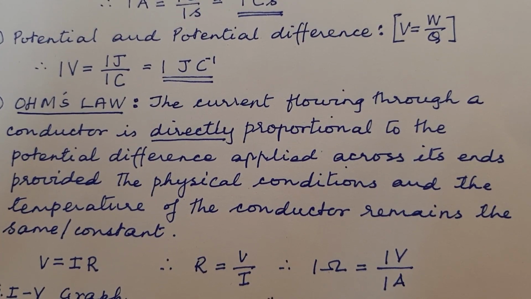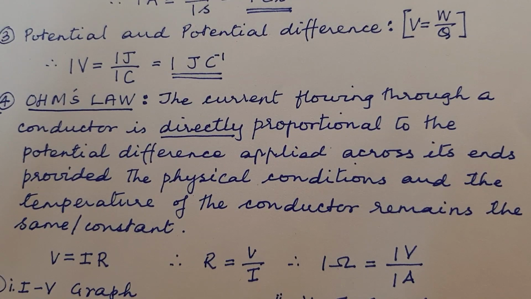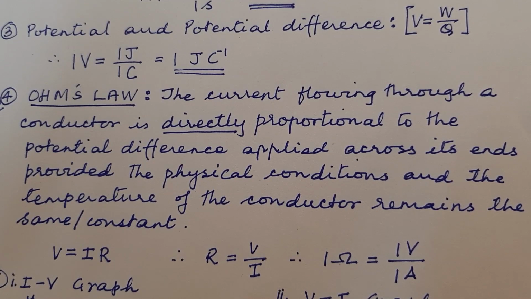First one will be the statement of the Ohm's law, and the second one will be the expression of the Ohm's law. So we have V is equal to IR. This becomes the expression or the relation that is derived from Ohm's law. This will lead us to R equal to V upon I.